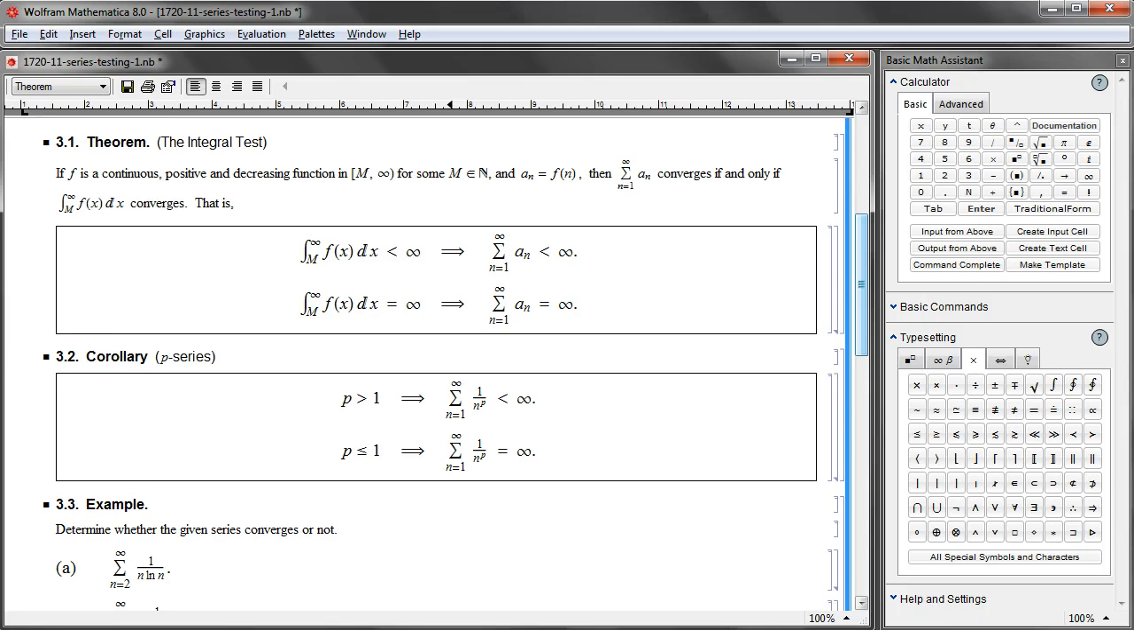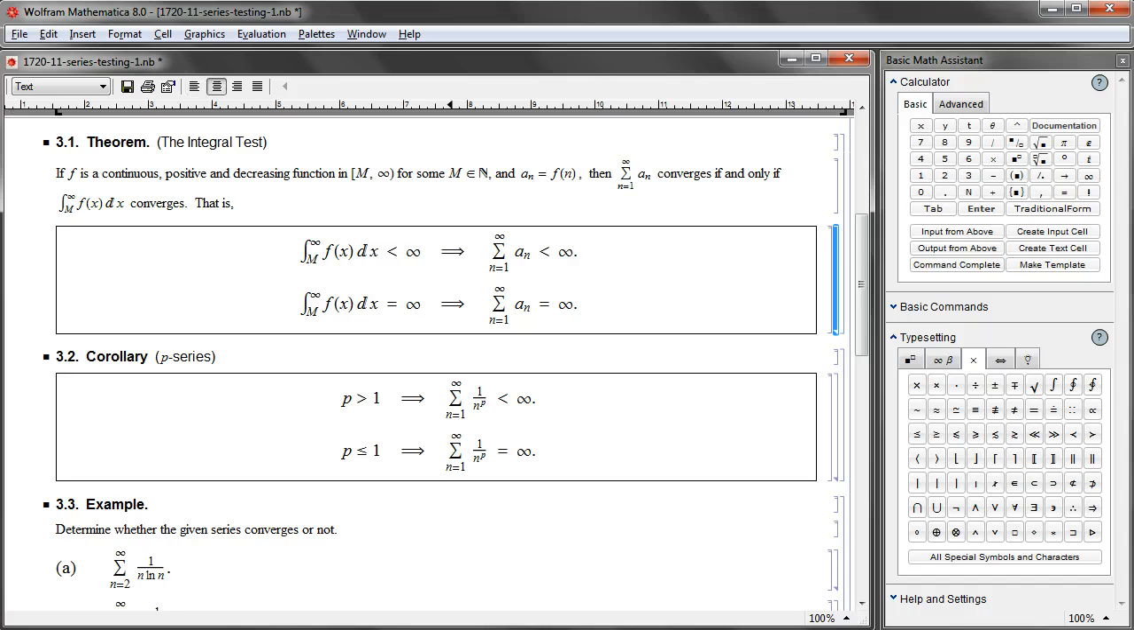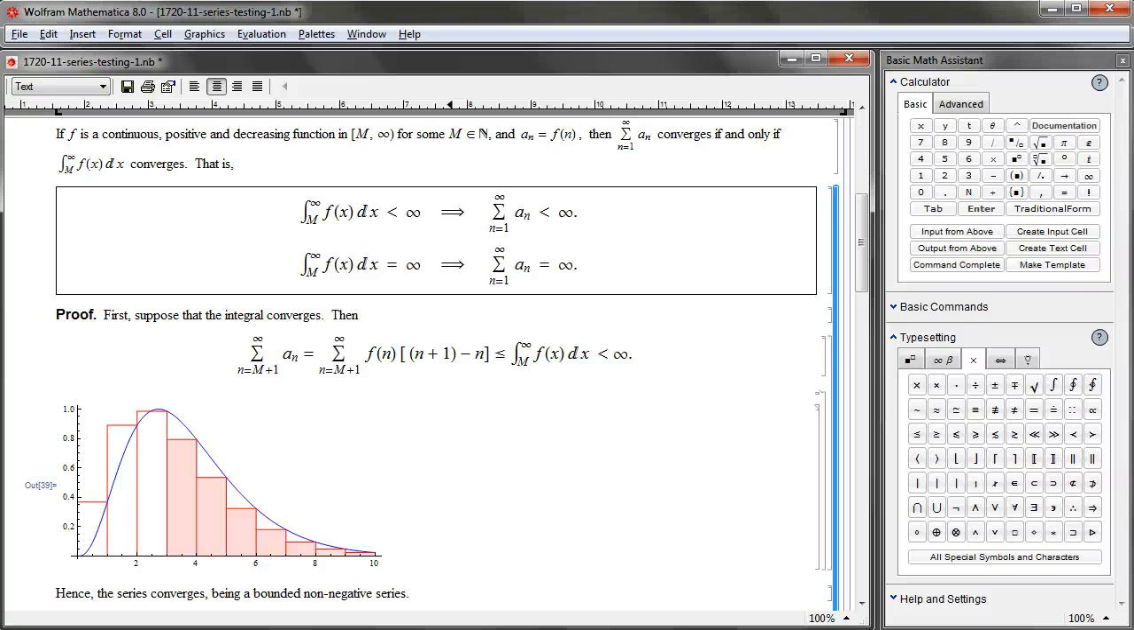Now here you go, the integral test. What is the integral test? If we have a continuous, positive and eventually decreasing function f, and a_n is f of n, then the series converges if and only if the integral converges. The behavior of the series and the behavior of the integral are pretty much the same. Well, it's difficult to understand without pictures, so let's study it with a picture.